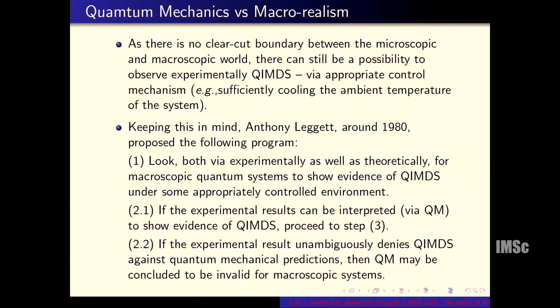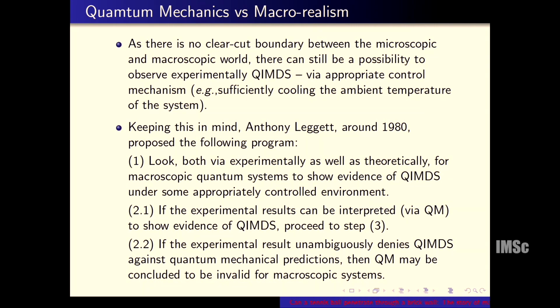That may be possible. So keeping this in mind, what Leggett did around the 1980s, he gave this program, and he has actually himself pursued it to a great extent. So what is this program? Basically you look both experimentally as well as theoretically for macroscopic quantum systems to show evidence of this QIMDS. QI means quantum interference of macroscopically distinguishable states under some appropriately controlled environment. So this is the first question.